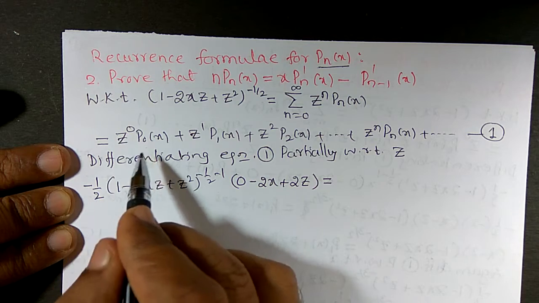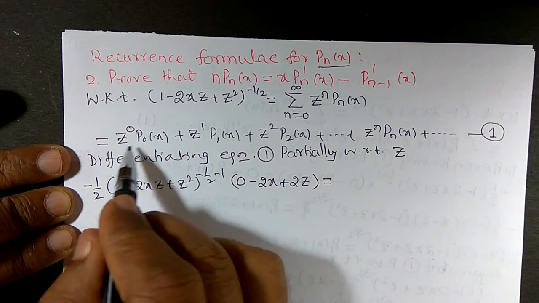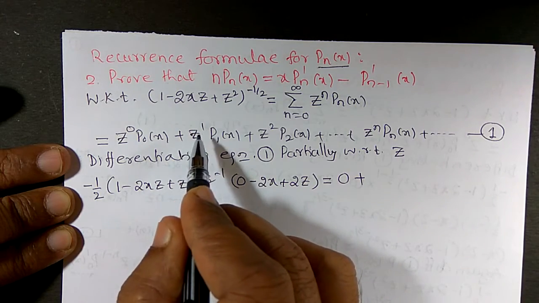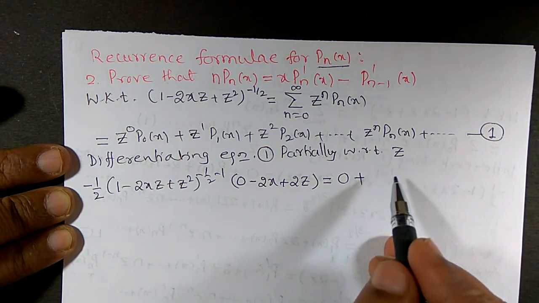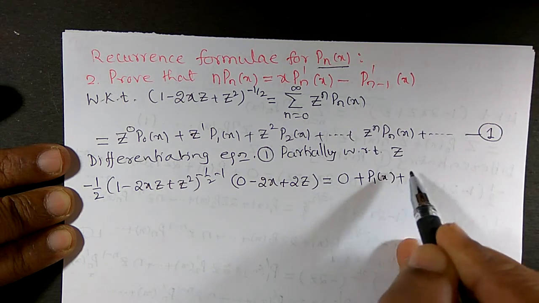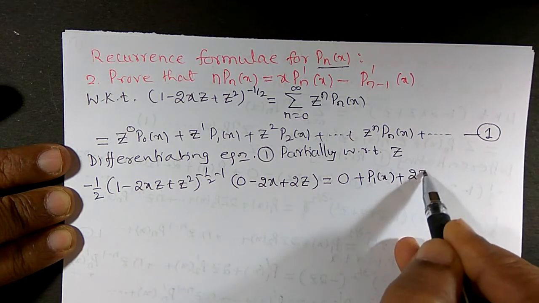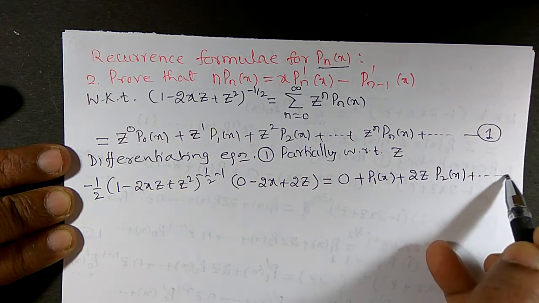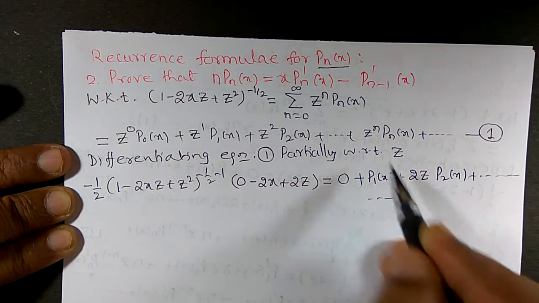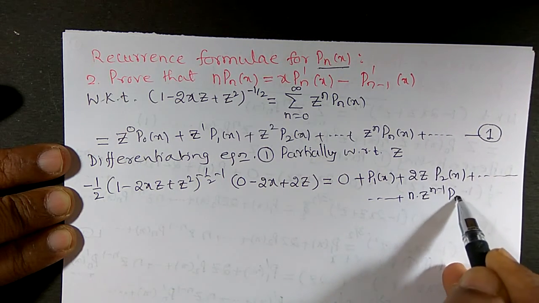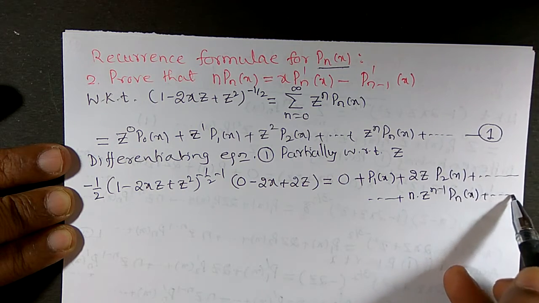Z to the power 0 is 1 and P_0(x) is 1, it means the first term is 1, and its derivative is 0. Plus z raised to 1, derivative with respect to z is 1, so P_1(x) is constant. Derivative of z squared is 2z, P_2(x) is constant, plus so on, n into z raised to n minus 1, P_n(x) is constant, plus so on.